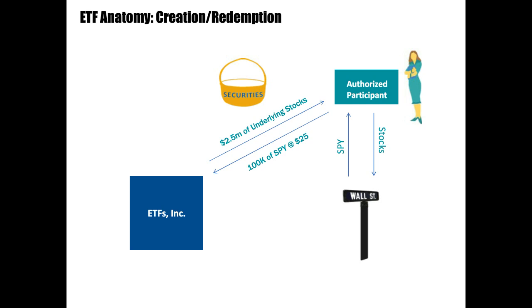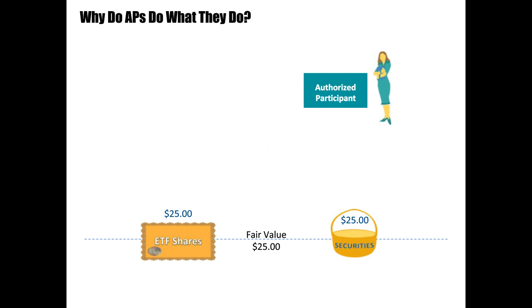Now, you may be asking, why do these authorized participants do all this work to create the exact portfolio that ETFs want to own, or to redeem out those portfolios and sell them into Wall Street? And the answer, of course, is greed, like most things in finance. The authorized participant is incented to act because ETFs should always trade at fair value to their underlying holdings. In other words, if you have an ETF that holds $25 worth of individual stocks, the ETF should trade at $25, as you see on this example.